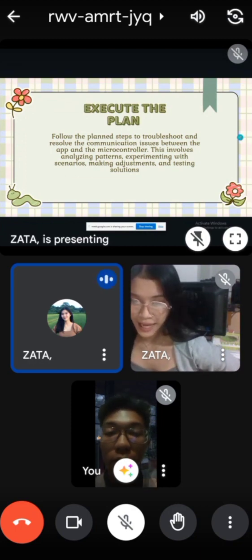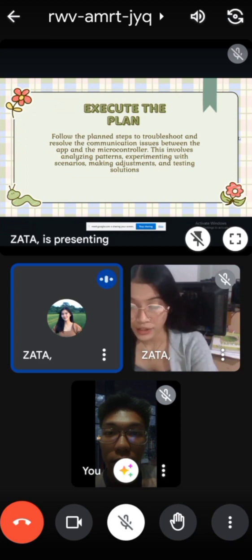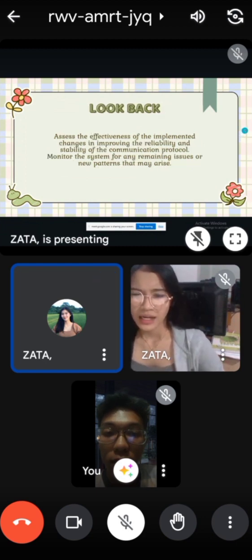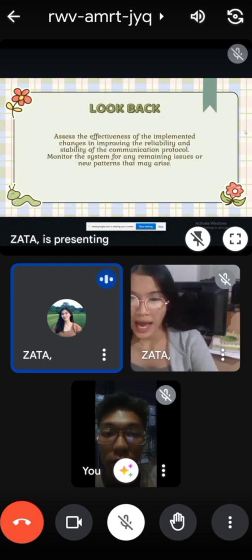Next is execute the plan. Follow the plan steps to troubleshoot and resolve the communication issues between the app and the microcontroller. This involves analyzing patterns, experimenting with scenarios, making adjustments, and testing solutions. And lastly, look back. Assess the effectiveness of the implemented changes in improving the reliability and stability of the communication protocol. Monitor the system for any remaining issues or new patterns that may arise.